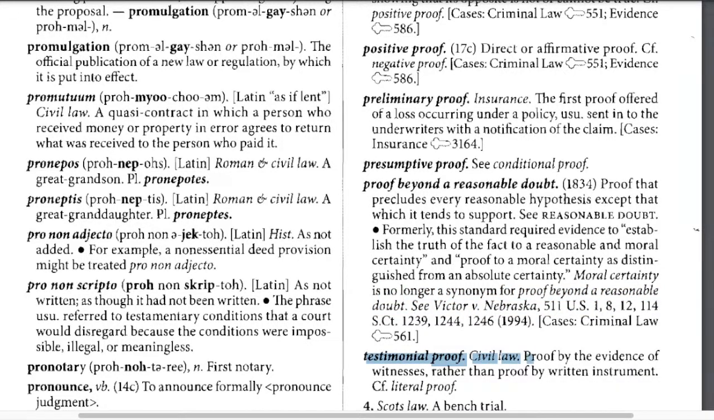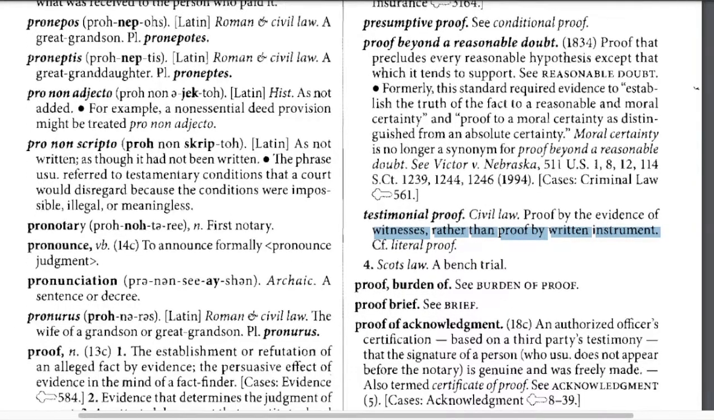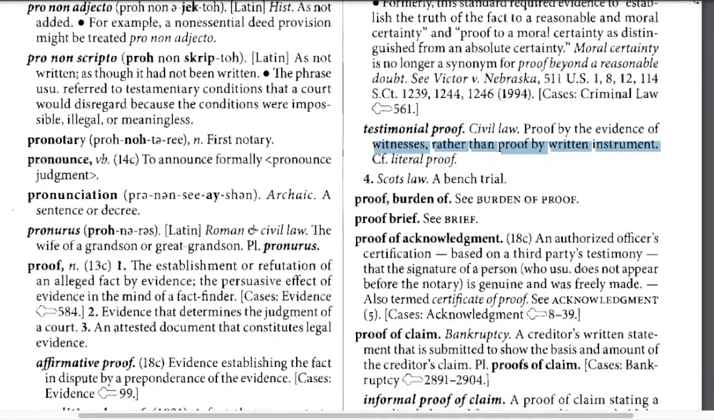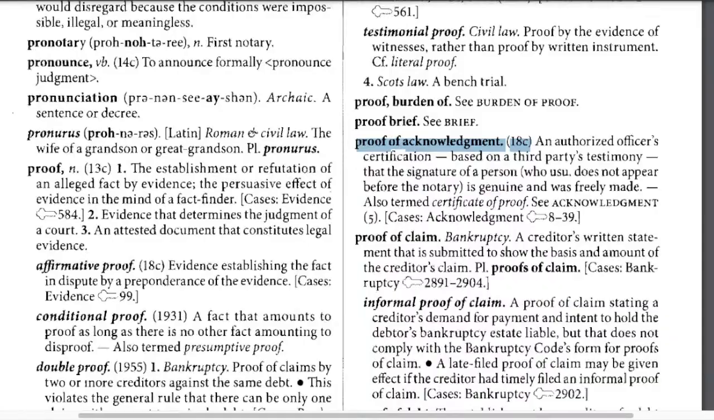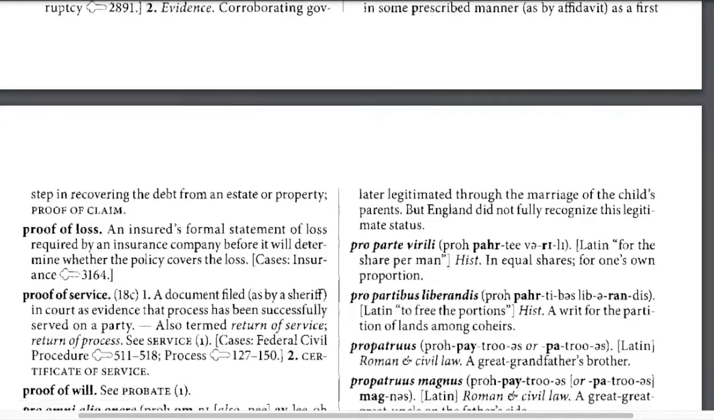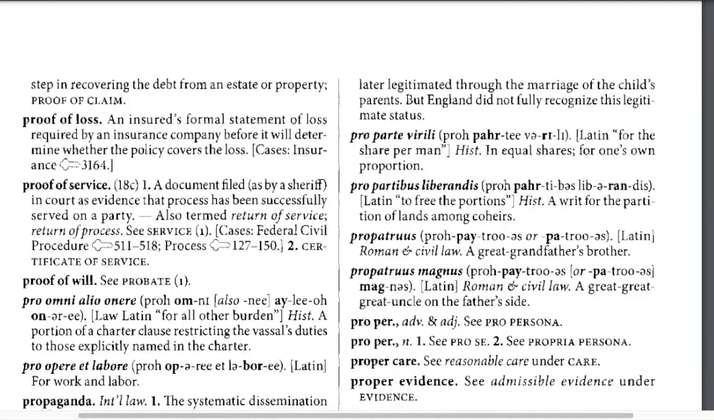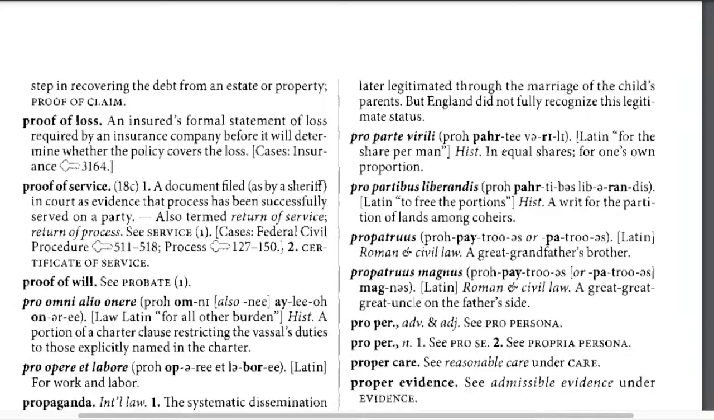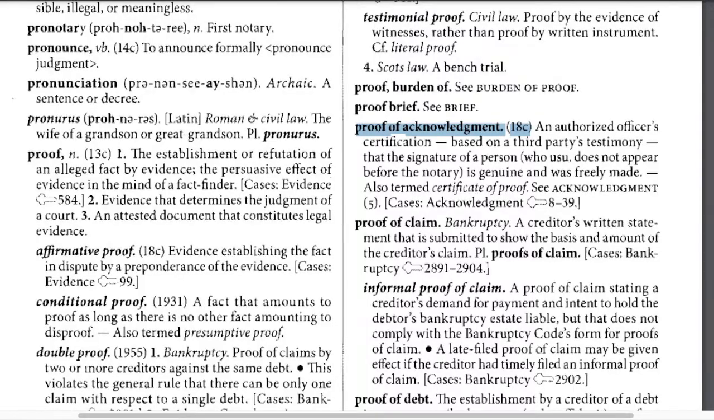Testimonial proof, civil law. Proof by the evidence of the witness, rather than proof by written instrument. So testimonial proof, as opposed to literal proof. Then we have proof, the burden of, proof of acknowledgement, proof of claim. So I think we're getting proof of loss, proof of will, and we have finished proof, which means that we have finished the live stream.